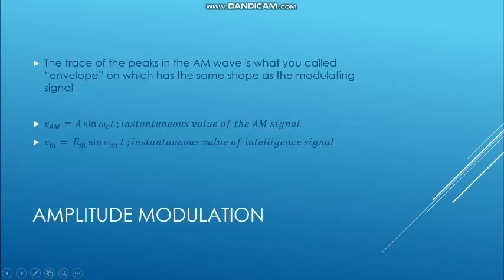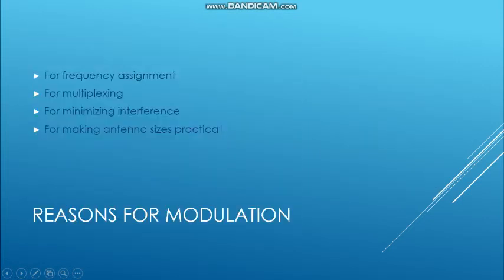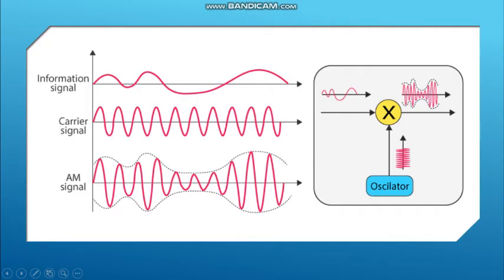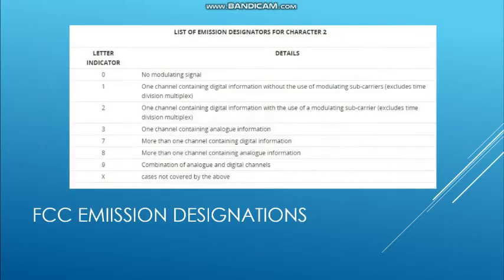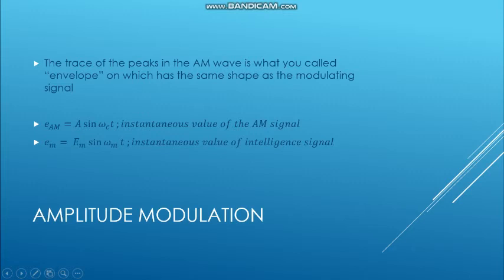The trace of the peaks of an AM wave is what you call the envelope. Let me go back to the other slide. This is what you call the envelope. And going back, it also has the same shape as the modulating signal, and e_AM equals A sine omega_c t, which is the instantaneous value of the AM signal, and e_m equals E_m sine omega_m t, the instantaneous value of the intelligence signal.